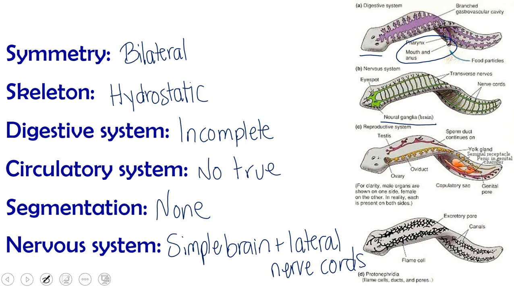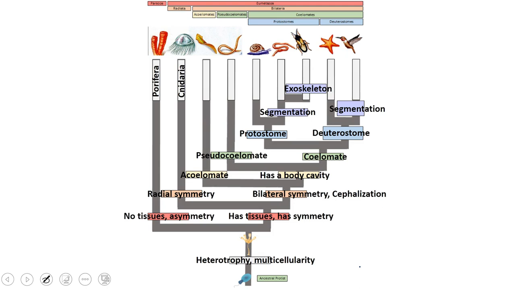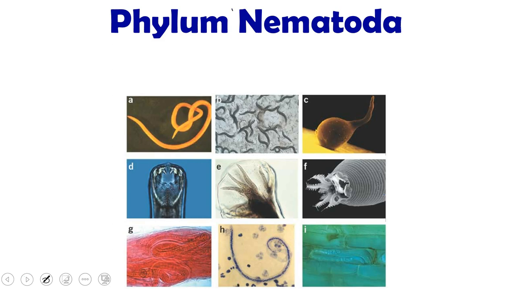If we look at our cladogram, we would fit these platyhelminthes right here. And you'll see that what differentiates them from our cnidarians is, one, they've got bilateral symmetry, and they have, two, cephalization, or presence of a head. Let's move on now to our nematodes. This word nematoda means thread. Our nematodes are more commonly known as our roundworms. And there are about 15,000 species of roundworms.